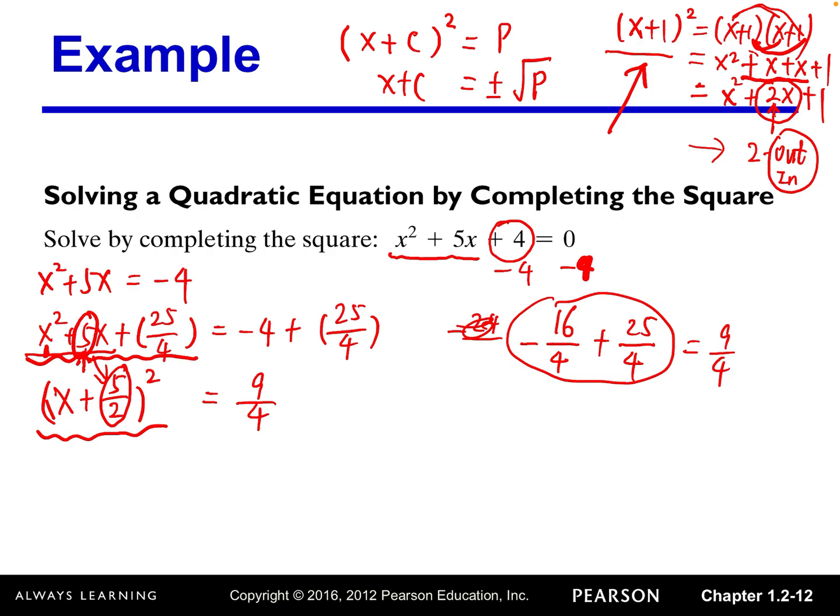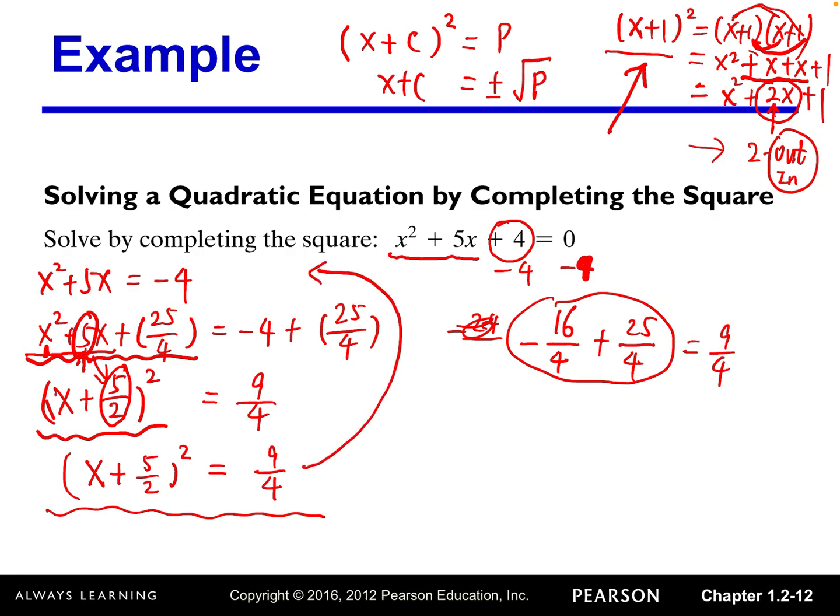So let me just rewrite it so you can see clearly. The left hand side is actually (x + 5/2)² = 9/4. This equation is exactly equivalent to the original equation, okay? Because every step we have been doing doesn't change anything. First, we add 25/4 on both sides of the equation, right here, right? So nothing has been changed.